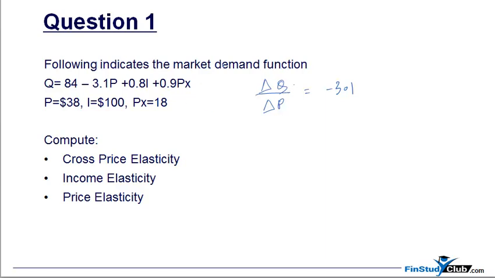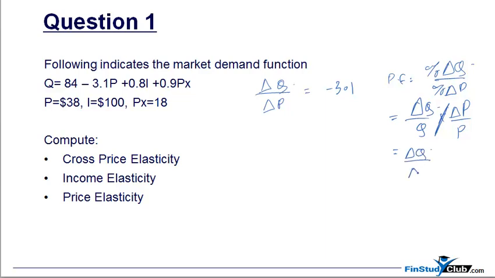So this is your delta Q by delta P. We need to find out the price elasticity. Now price elasticity is percentage change in quantity divided by the percentage change in price, which is change in Q by Q divided by change in P by P, which is change in Q by change in P into P by Q. Now we know that change in Q by change in P is minus 3.1. So let's put that minus 3.1 into P by Q.